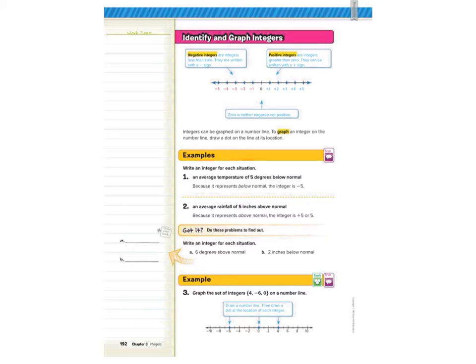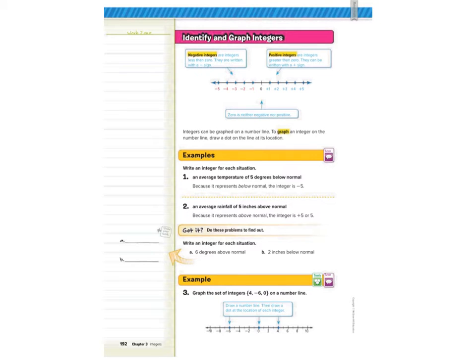All right, let's continue. Example 1, write an integer for each situation. Number 1, an average temperature of 5 degrees below normal. Since it's below normal, we would use a negative integer to represent that, so that would be -5. Number 2, an average rainfall of 5 inches above normal. Since this is a number that is above normal, we would use a positive integer to represent this, +5.